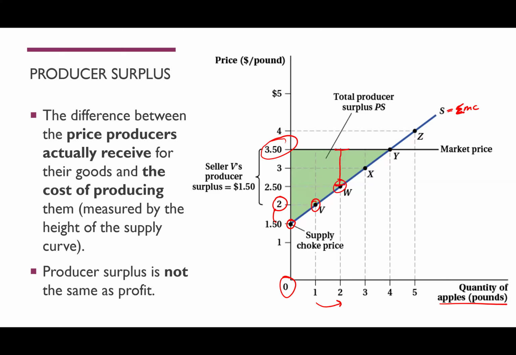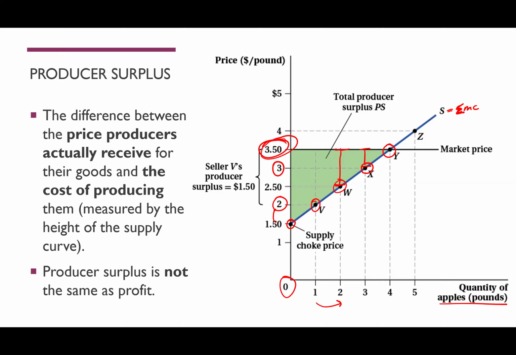As they produce a second pound of apples, their marginal costs go up to $2.50, and their producer surplus falls to $1. Producing the third pound costs them $3, so they get 50 cents of surplus on that third pound, and their final pound, their fourth pound that they produce, costs them exactly as much as they sell it for, so producer surplus is 0.